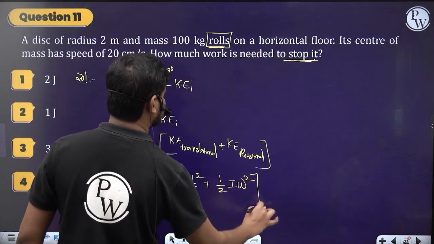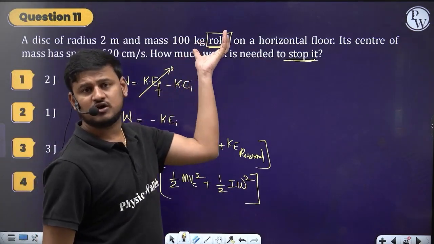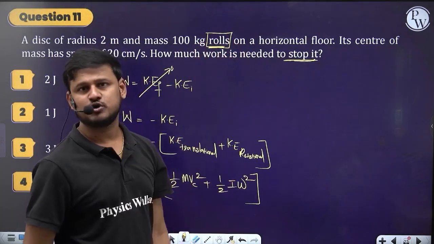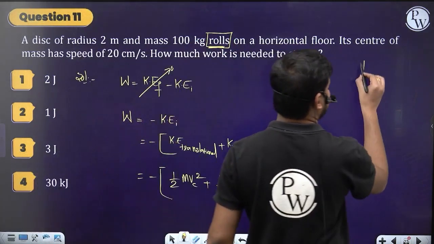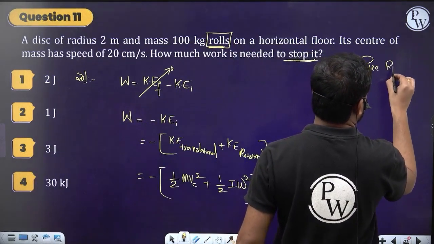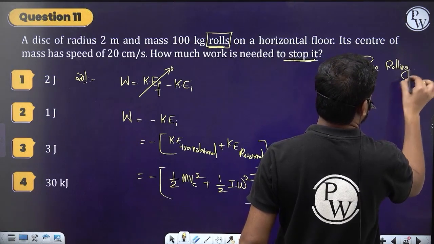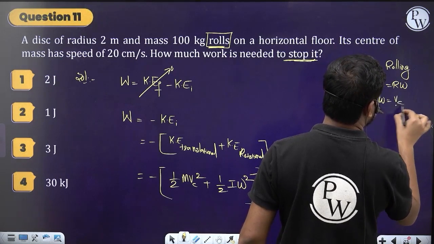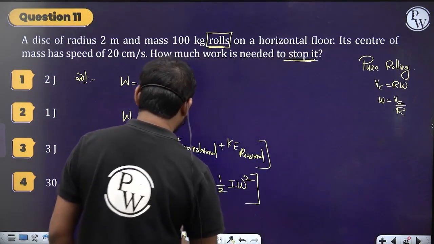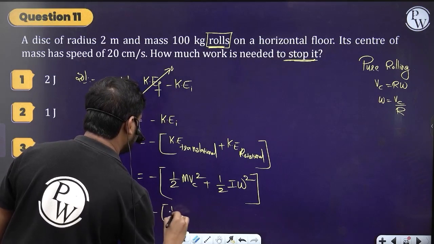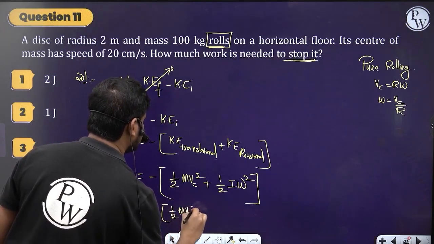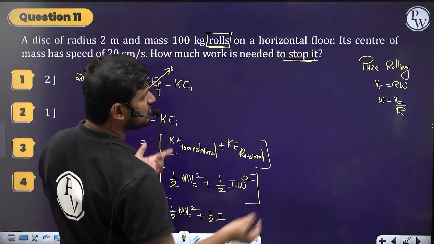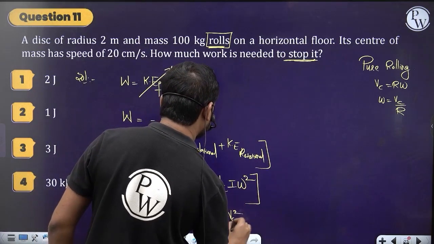Here in the question they did not mention whether it is pure rolling or not. If it is rolling and they did not mention it, you can consider it as pure rolling, guys. So consider the condition of pure rolling. In the case of pure rolling, vc is equal to r omega, from there omega is equal to vc by r. Then I can substitute it here: negative of half m vc square plus half I into omega square, where omega square is vc square by r square.